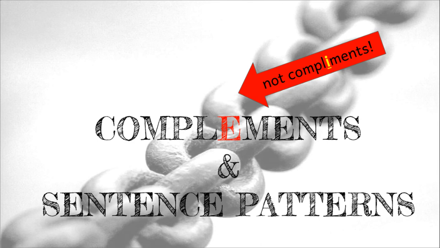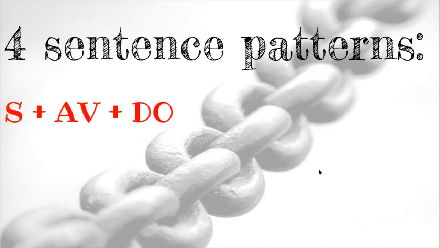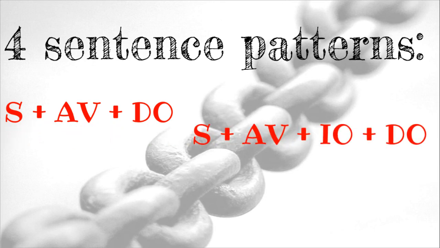We're going to continue on in our lesson about learning about different complements with an E, not with an I. We've talked about two sentence patterns already: subject plus action verb plus direct object, which you had your quiz over and everyone did quite well on. And then subject plus action verb plus indirect object plus direct object. And again, we're not going to spend too much time on these.